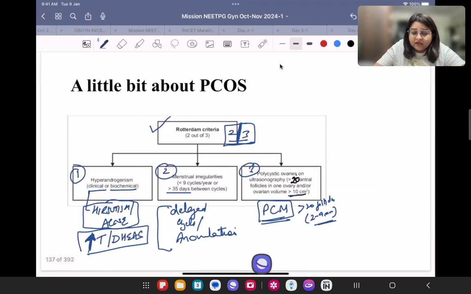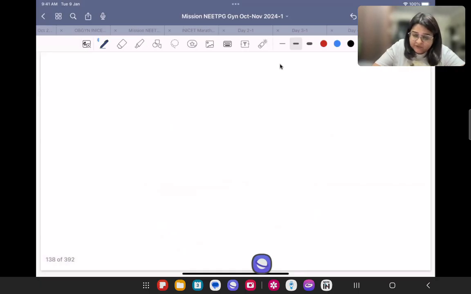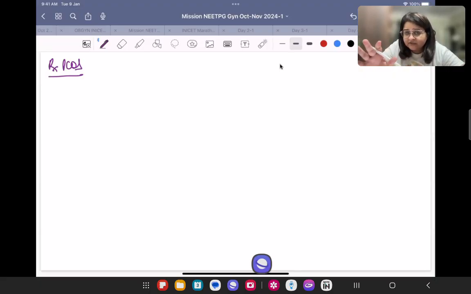Now coming to treatment of PCOS. So I want you to all pay attention here. Treatment of PCOS. Okay. And we're going to do this under different age groups because question कैसे आएगा in the exam, they're going to give you a clinical scenario and they're going to ask you what is the treatment. Treatment of PCOS for all patients.